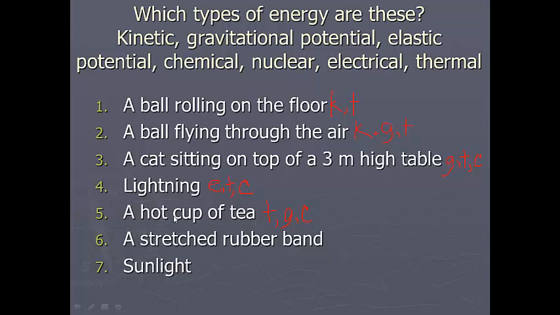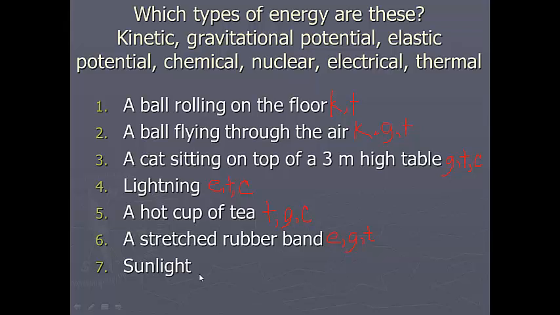And if you can come up with any other types of energy that a hot cup of tea might have, you should write them down in your notes. A stretched rubber band. Well, the first thing that comes to mind there is elastic potential energy. Now, that rubber band is probably not on the ground, so it probably has gravitational potential energy. It is also at some temperature, so it has thermal energy.